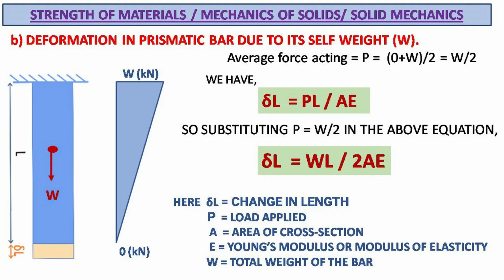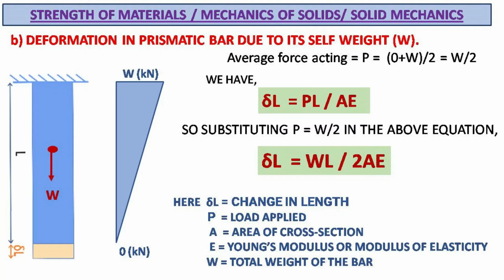The variation of self-weight on the bar is shown here. This has an ordinate of W kilonewtons at its fixed end and 0 kilonewtons at its free end. Therefore, the average load acting on the bar is equal to (W plus 0) divided by 2, which gives average load P as W by 2.